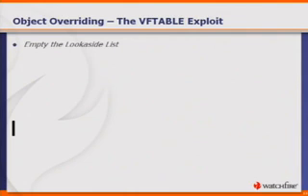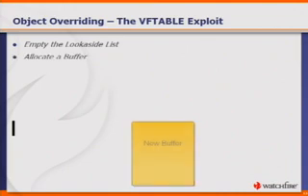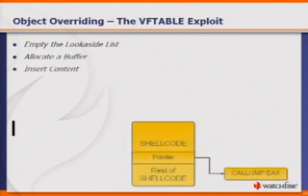So, first of all, I'm going to make the application empty the lookaside list of the relevant size. How am I going to do that? I'm going to make the application make many allocations of buffers of the same size. Then I'm going to make the application allocate a new buffer. Afterwards, I'm going to insert this content into the newly allocated buffer.